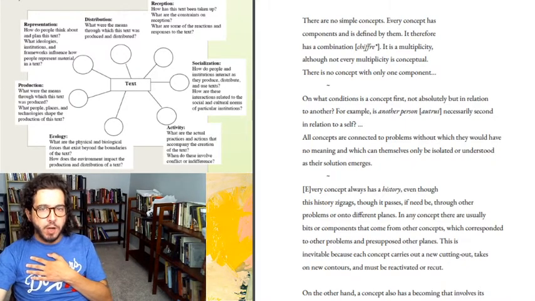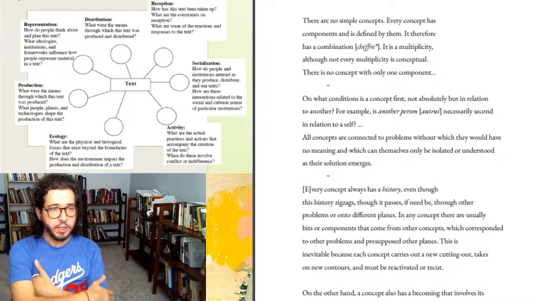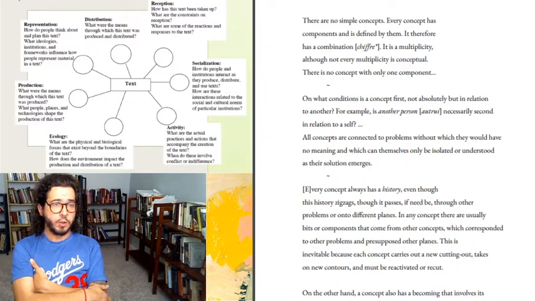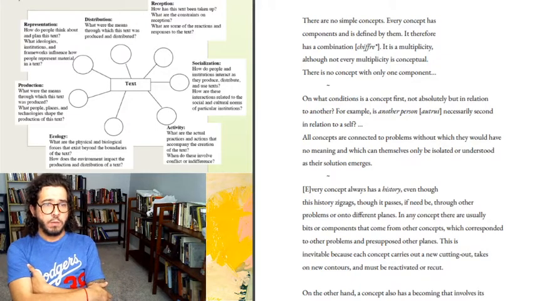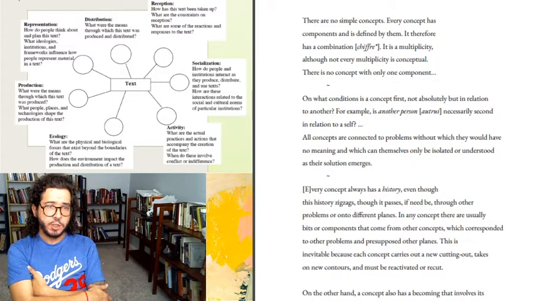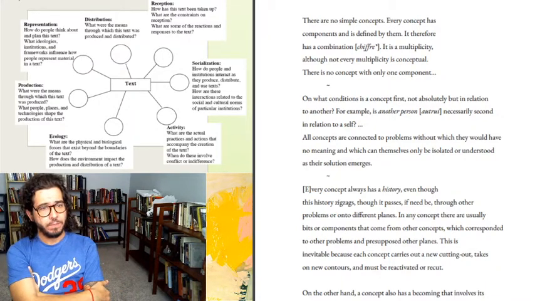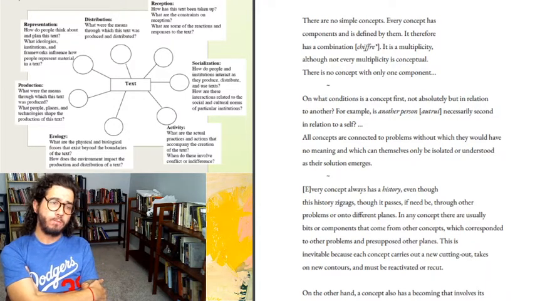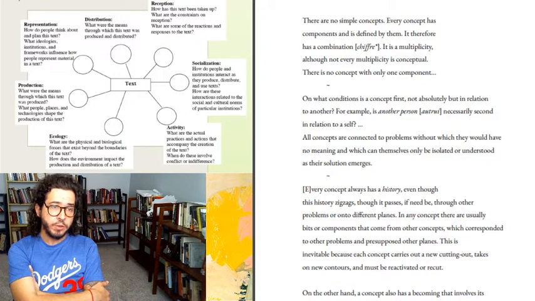All concepts are connected to problems without which they would have no meaning, and which can themselves only be isolated or understood as their solution emerges. And the solution here is the writing that we take up, or the composition we take up. It's not a final solution. It's always something that's ongoing. The etymology of resolution and solution is, in fact, to untie. It is not to tie up, right? Or to put in a box and say, well, we've solved it. We're done with this now.